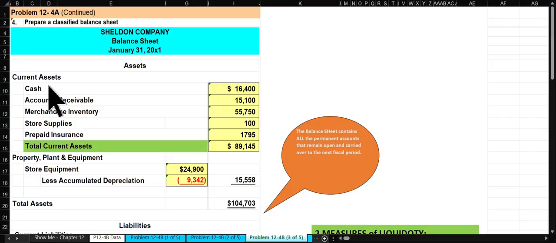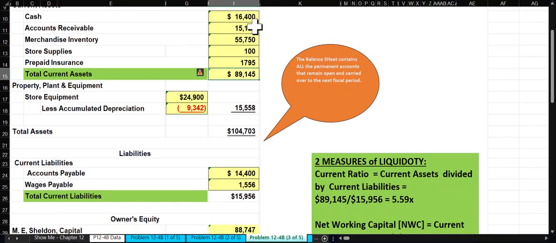So we take all the balances from the balance sheet columns of the worksheet. We take the cash, the receivables, the inventory. Notice this is the ending amount because we closed out the beginning amount. The balance in the store supplies, the prepaid insurance, we add those, we get what is called current assets. What are these? These are assets that are supposed to be used to pay current liabilities. So these are assets that are expected to be used up or converted into cash within the next 12 months or the operating cycle, whichever is longer.